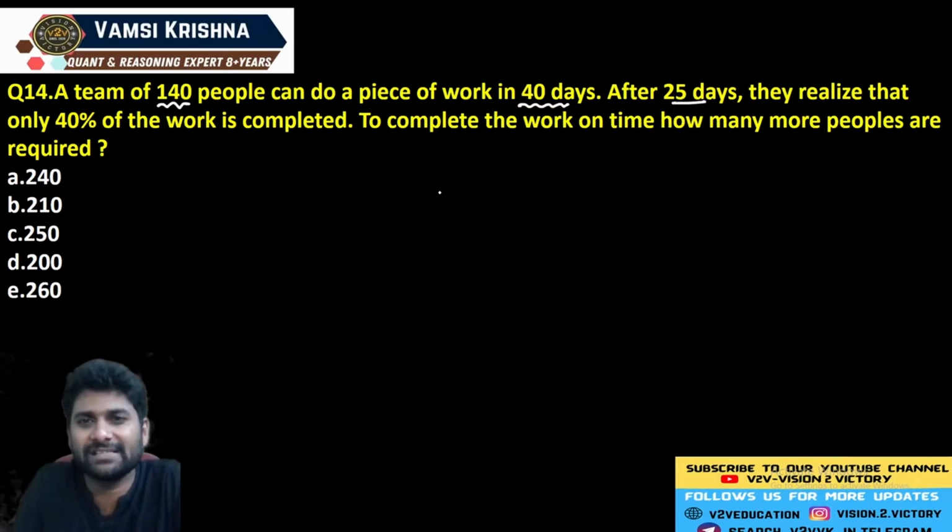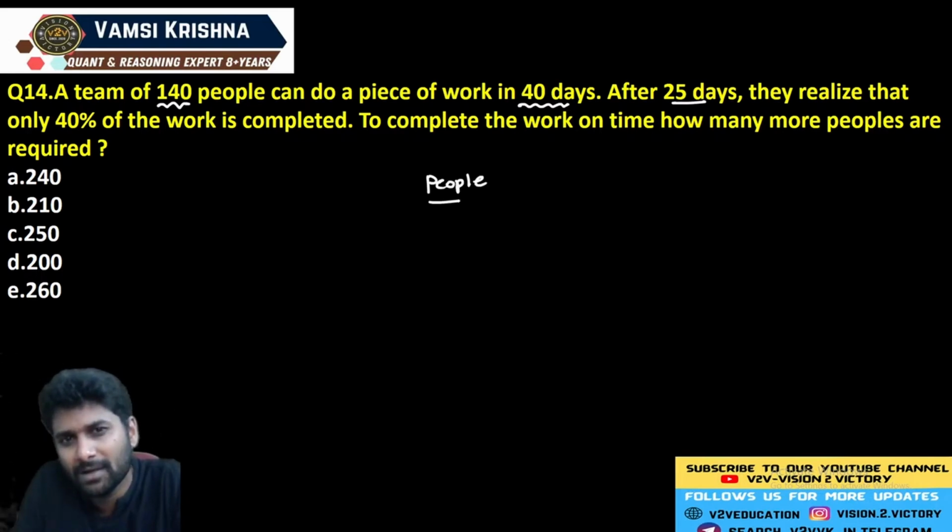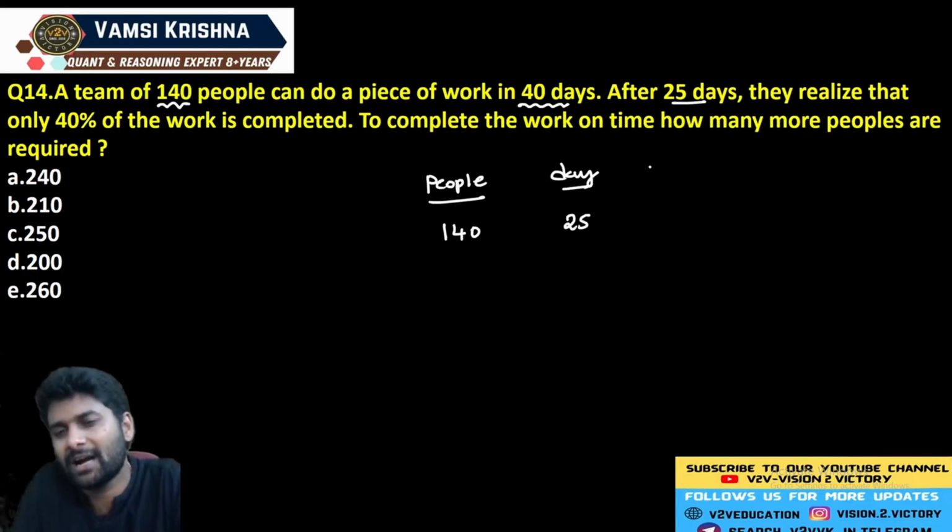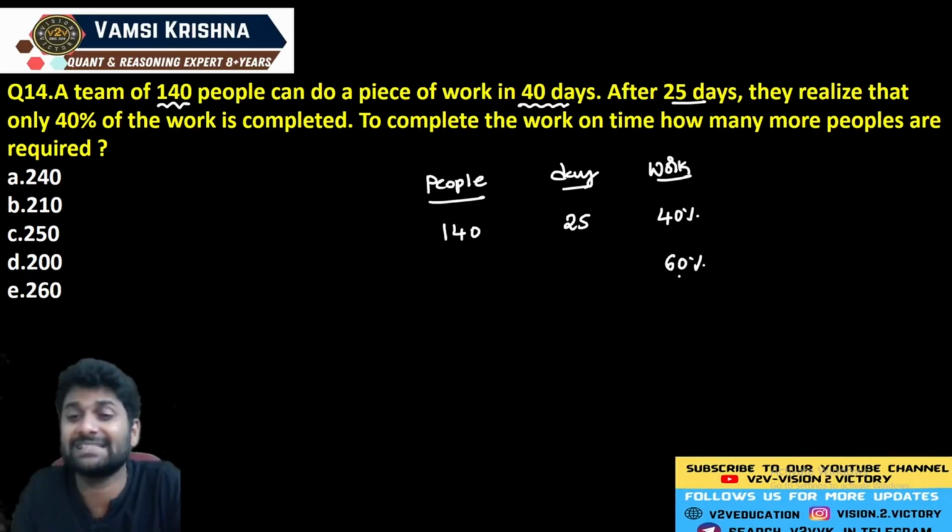After 25 days, guys, for these 25 days, how many people are working? Here 140 people are working for how many days? 25 days. Now they completed how much of work according to the data? They completed only 40% of work. Now how much percentage of work is left? Guys, it's 60% of work left.